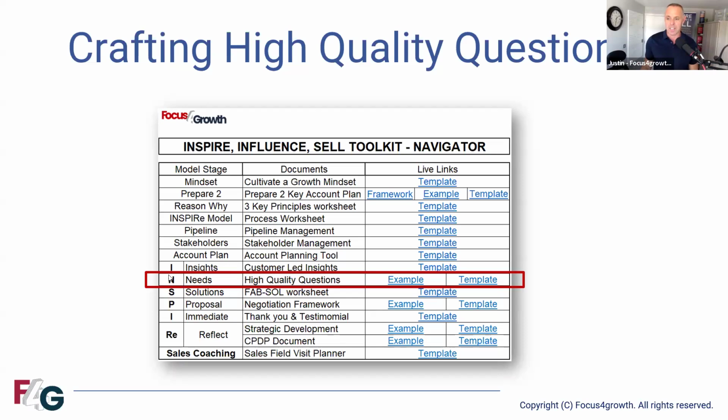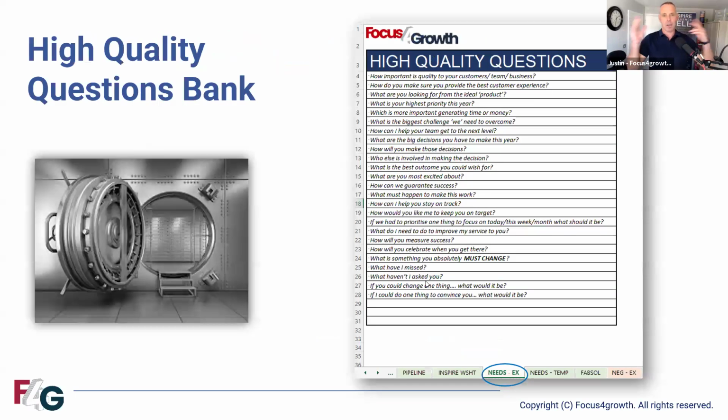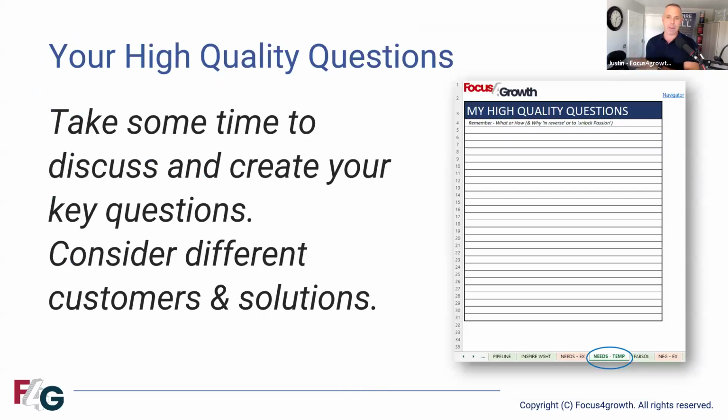Within that document, there is this needs phase where we've got high quality questions. And in there are a couple of documents. One is an example document of all the types of high quality questions we could be asking. So some good examples of how questions, what questions, if you could change one thing, if we prioritize one thing questions, and why questions. Really nice document that gives you a starter for 10 around some of the types of questions you could and should be asking your clients. And then there's also a blank template, so you can take some of those and start to adjust and improve the questions that you ask as well.